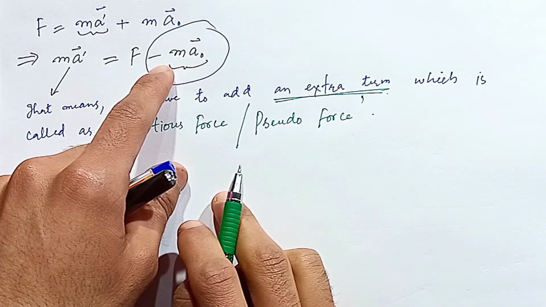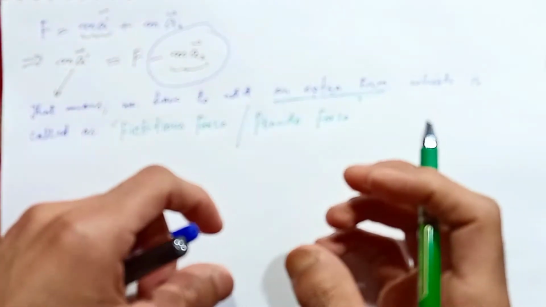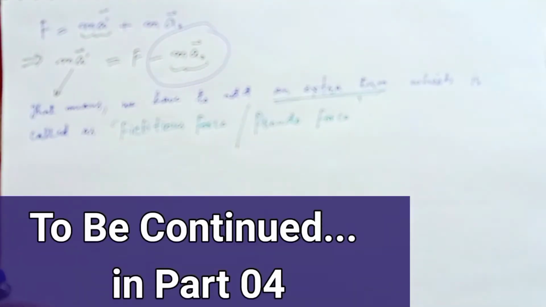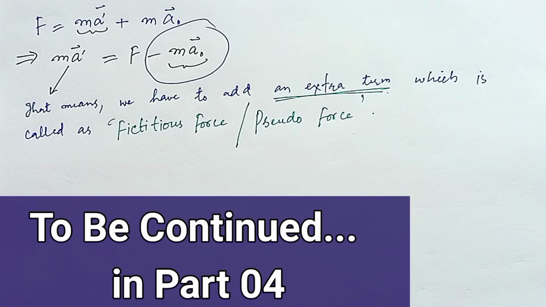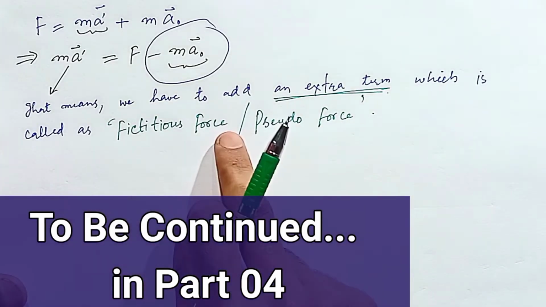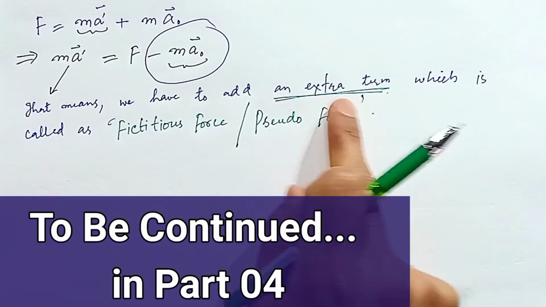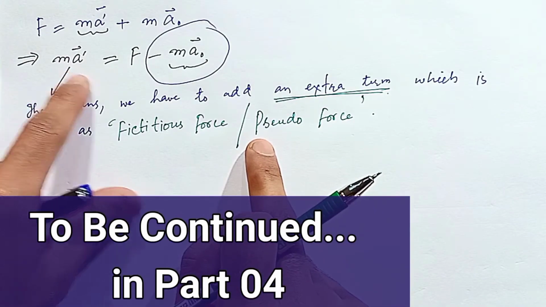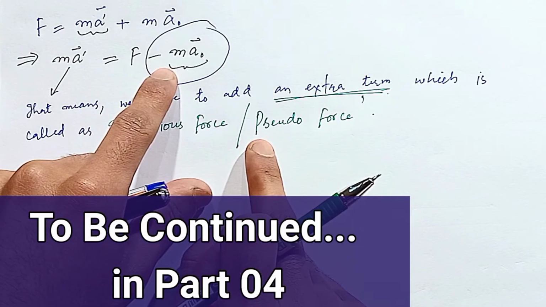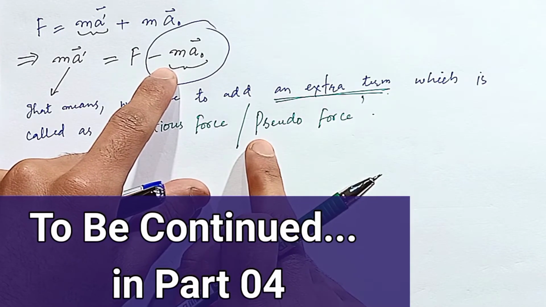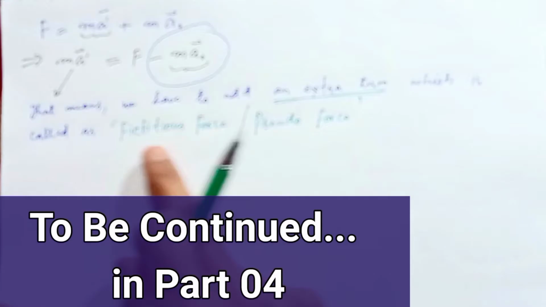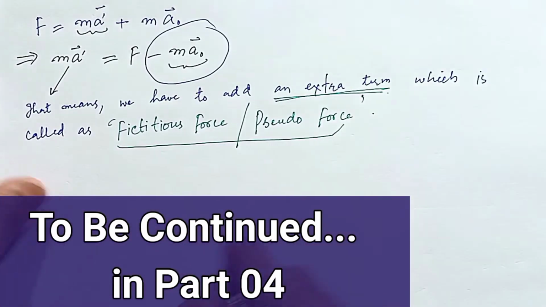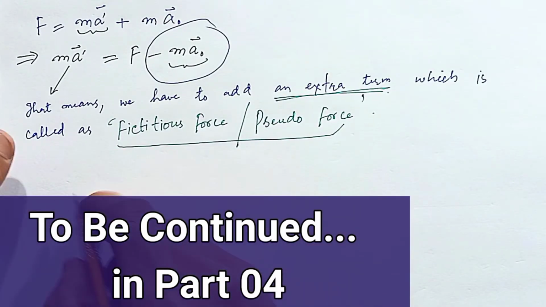Minus in this case because it is opposite to that of the acceleration felt inside O. So for the second law to be applied onto the frame of reference S prime, we need to add an extra term, minus m times A naught. This force is called the pseudo force.